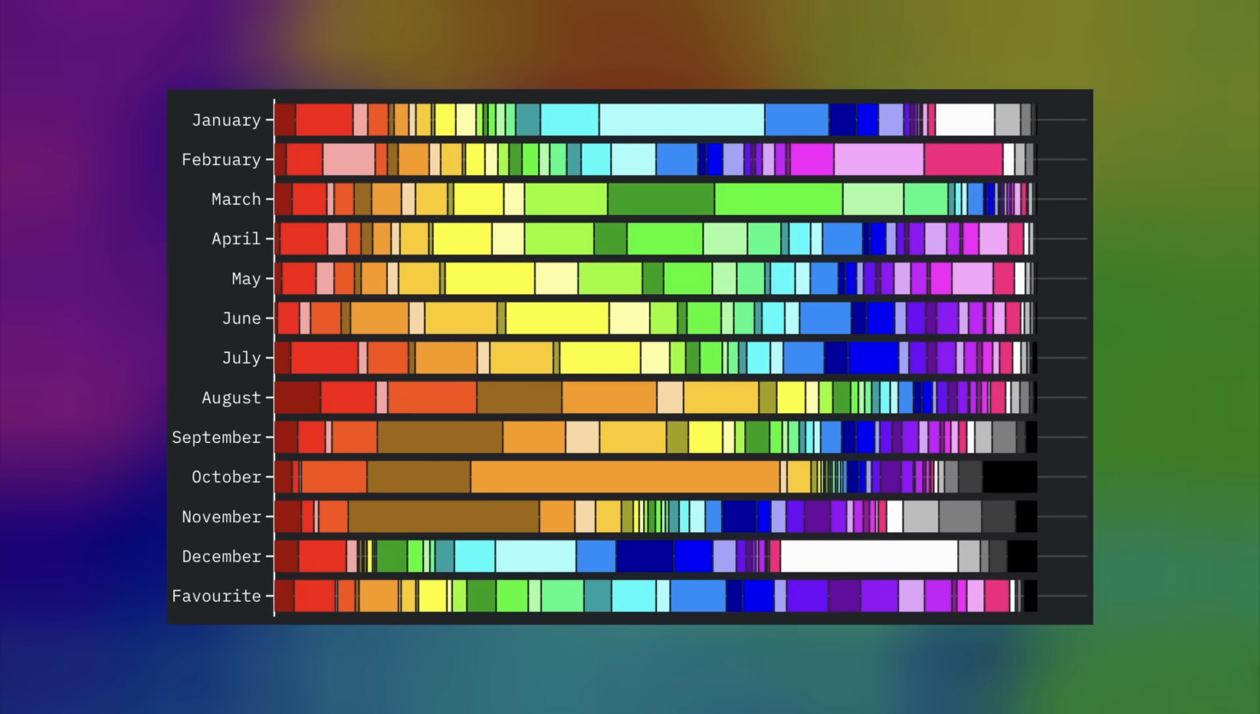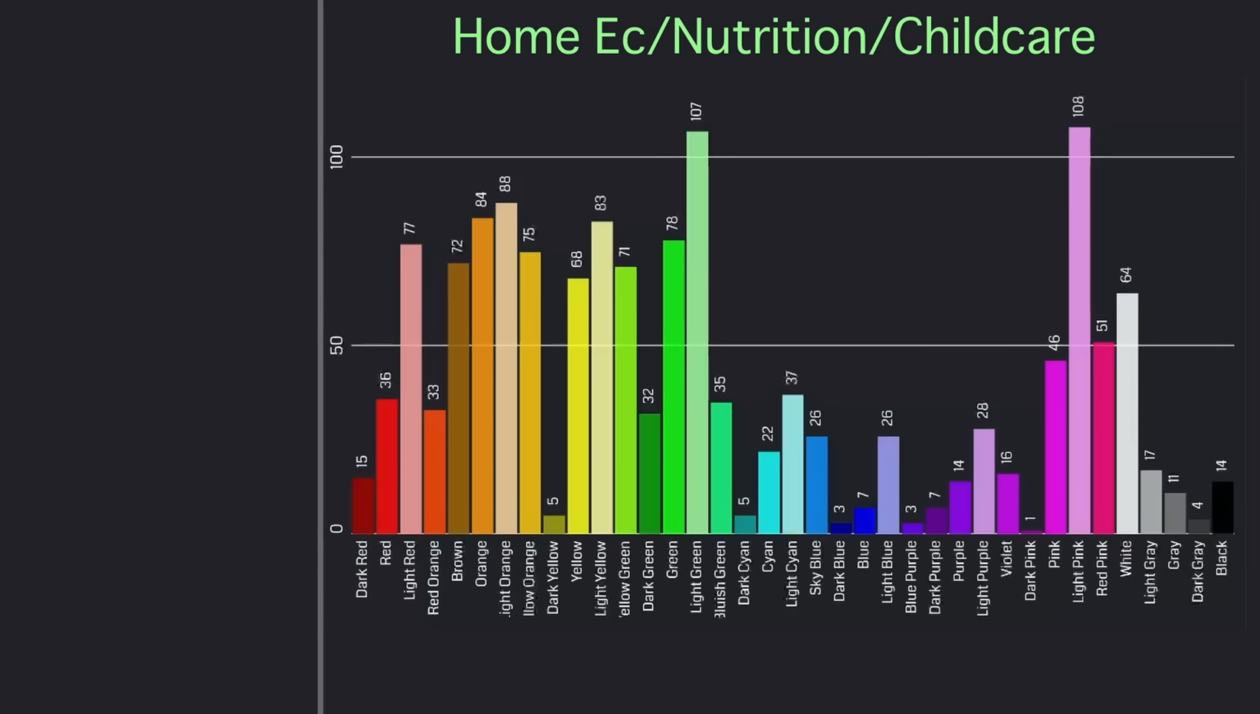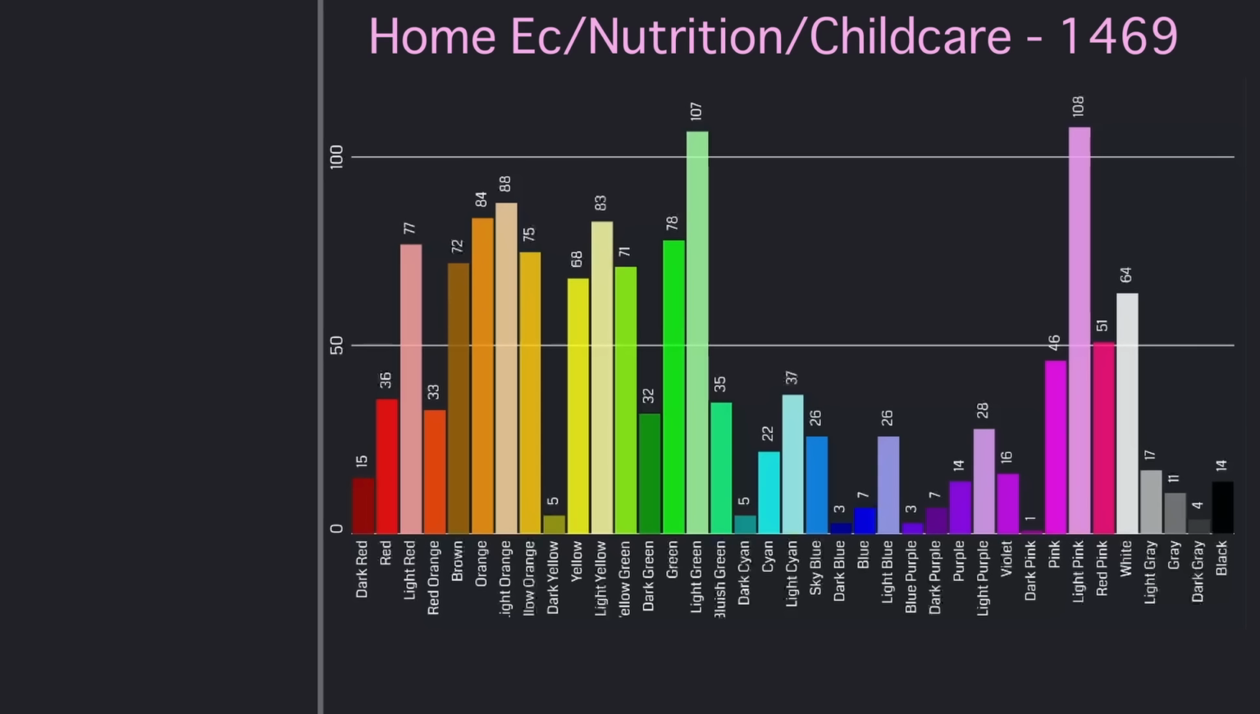Unlike the months, the school subjects don't exactly have a definitive order, so what I've decided to do is start at the school subject that got the least votes overall, and go upwards, ending with the subject with the most votes. Our first subject is home ec, nutrition, and childcare, with 1,469 votes overall, and a winning color of light pink with 108 votes. Out of all 12 school subjects on this poll, this one had the least agreement on the color, as the winning color was only selected by 7.35% of the population.